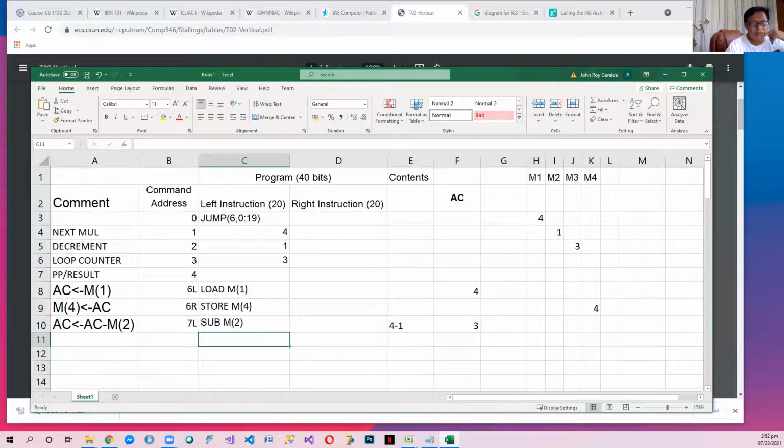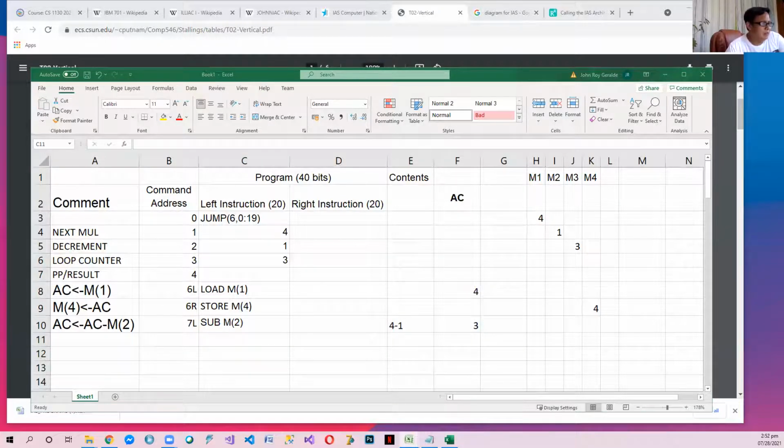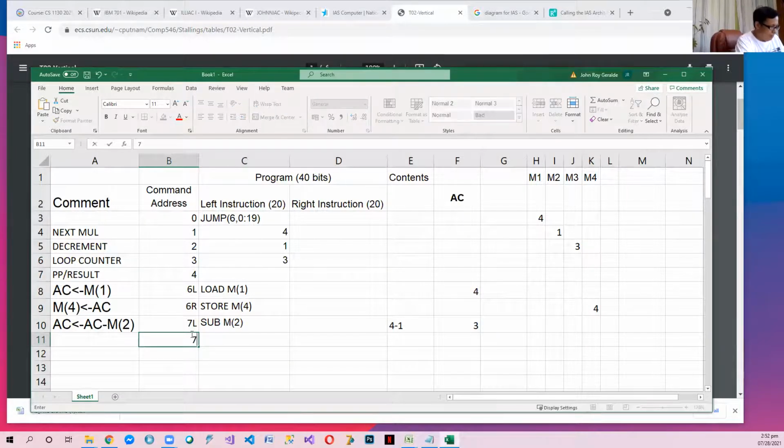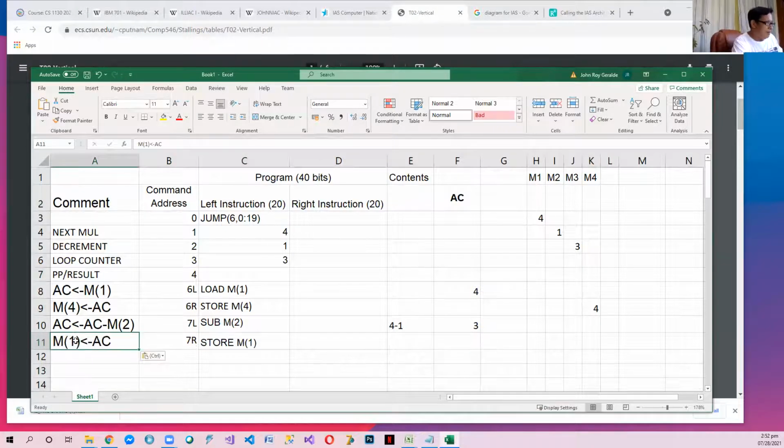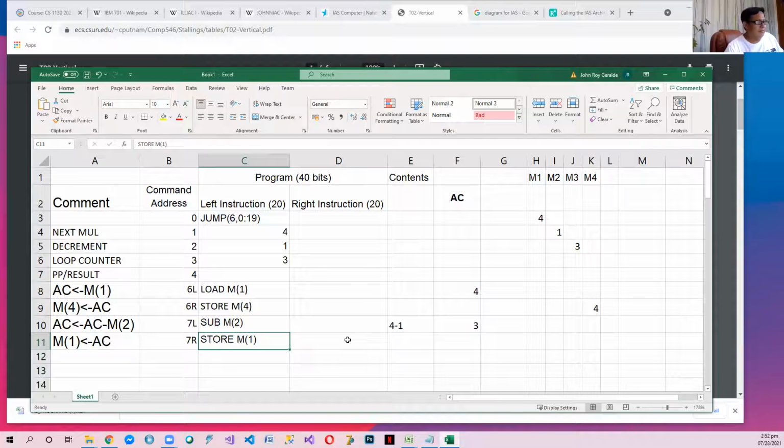And then we say store M1, because M1 is our next multiplier. This is 7R. Store M1, so M1 receives AC. That's what it does. Do you follow? I'm still copying, no? It didn't follow my formatting. But anyway, M1 is now 3. Okay?